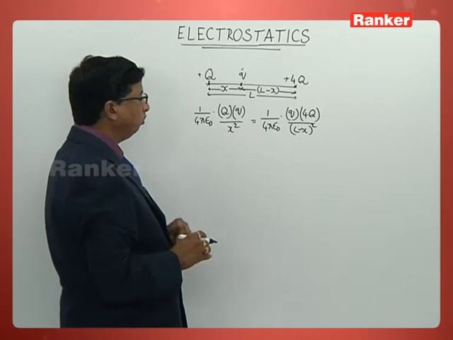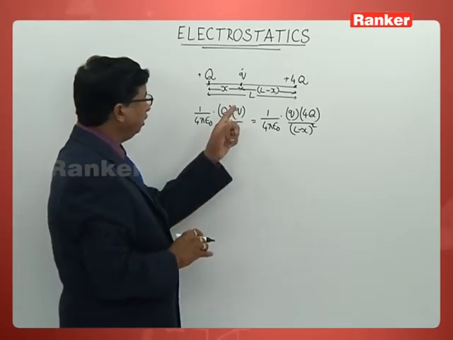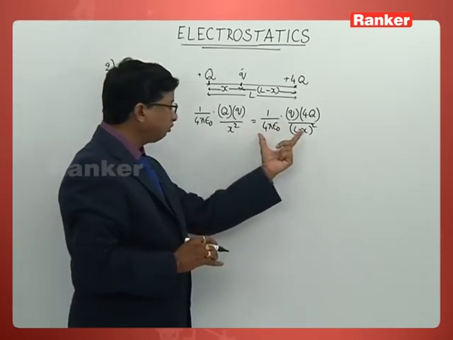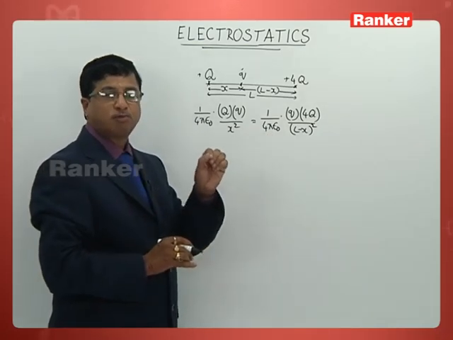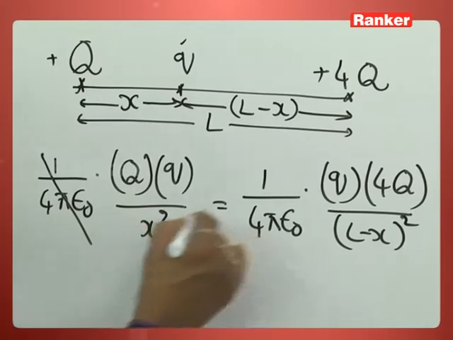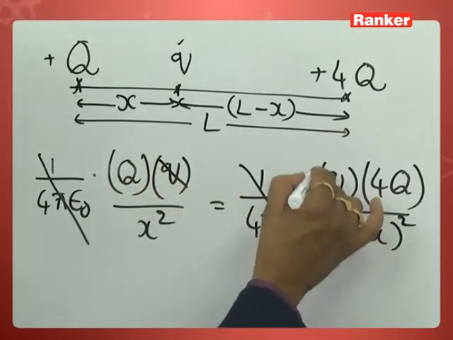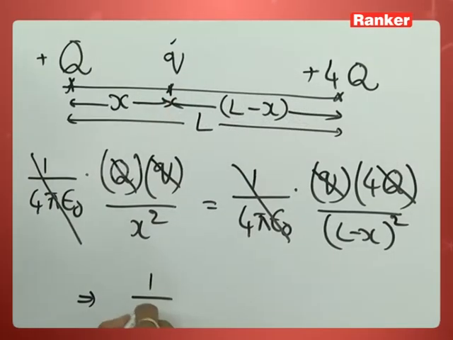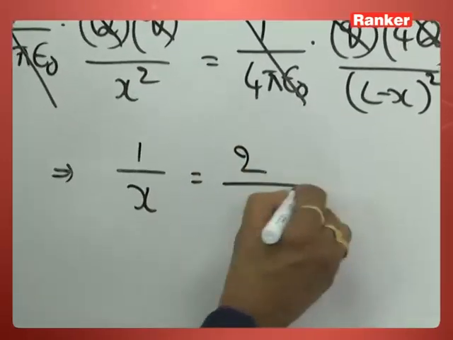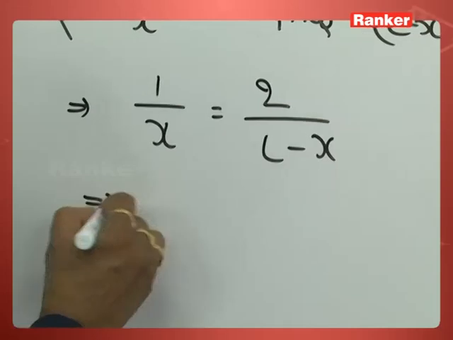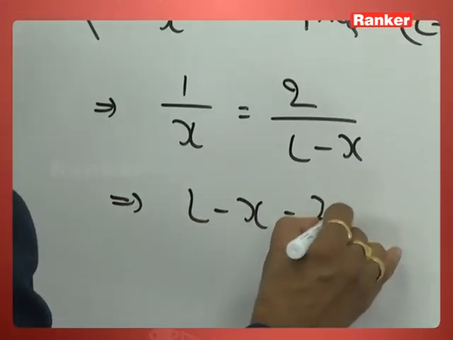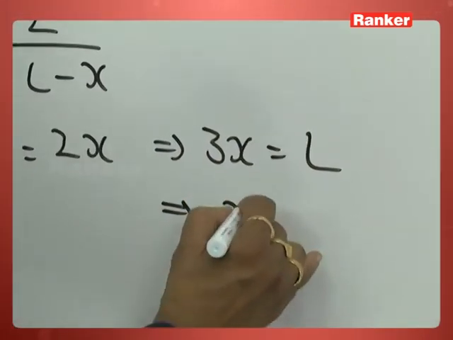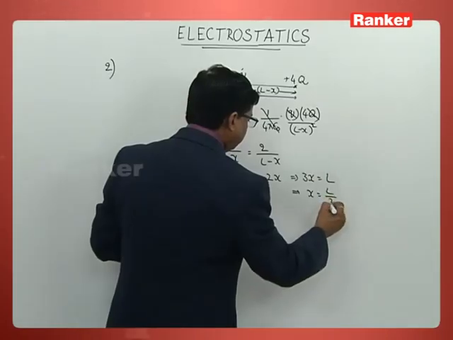So this, according to Coulomb's law, we are just equating the effective force acting on that one to be 0. That means this minus this must be 0, that is, the algebraic sum of forces must be 0. If I equate these two, I can cancel these, and I can cancel these as well. Take root over here, this becomes 1 by x, this becomes 2 by L minus x. That now gives you L minus x is equal to 2x, or 3x must be equal to L, then x must be L by 3.